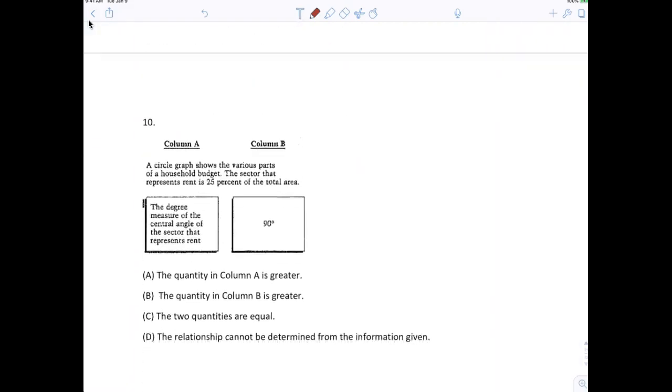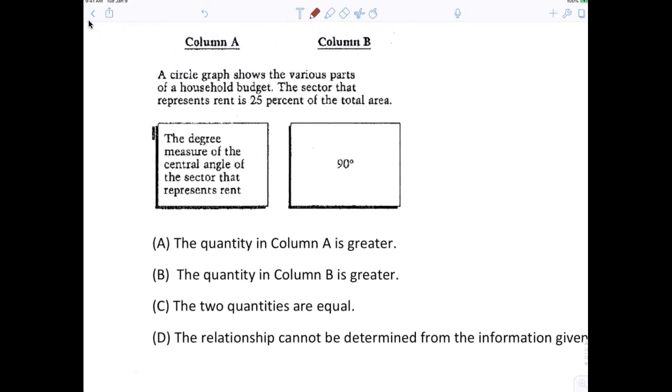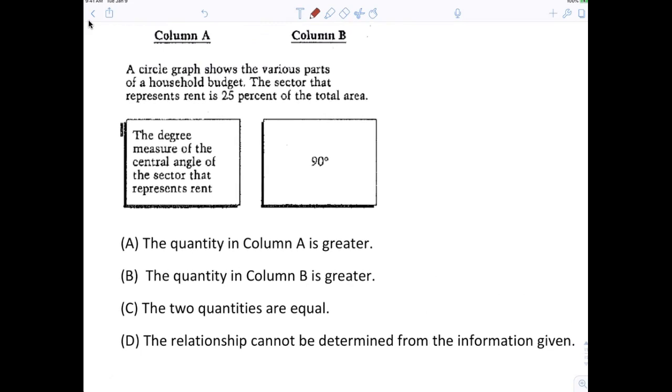All right, guys. Now, this is something some of the kids said they didn't know. All right, so let me ask you this. How many degrees in a circle? 360. 180 is halfway. So all the way around the circle is what? 360 degrees. You with me? So if I do 25% of that, it's going to be how many degrees? 90. Very good. So what's true? They're what? They're equal. Two quantities are equal. Everybody happy with that? Everybody good?